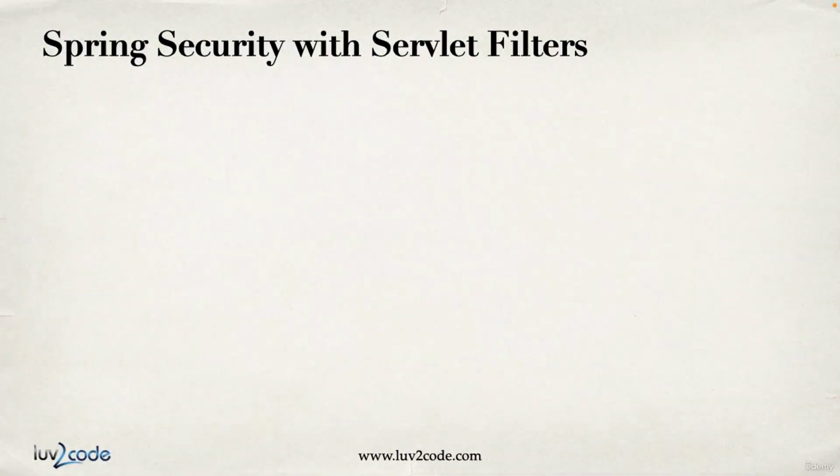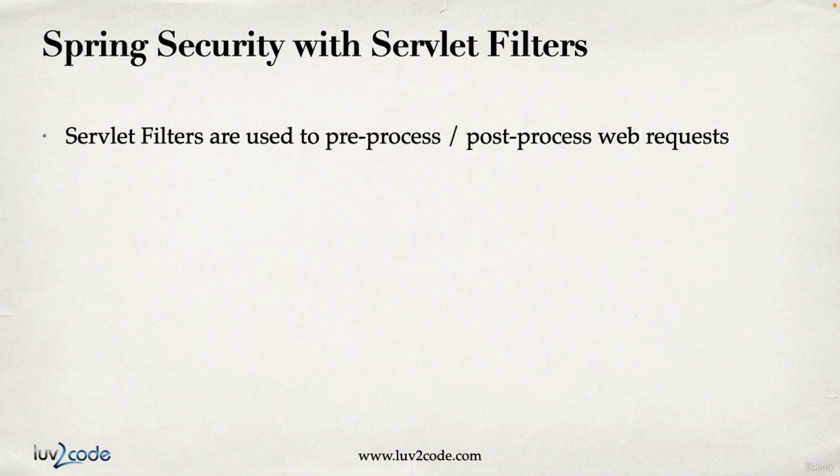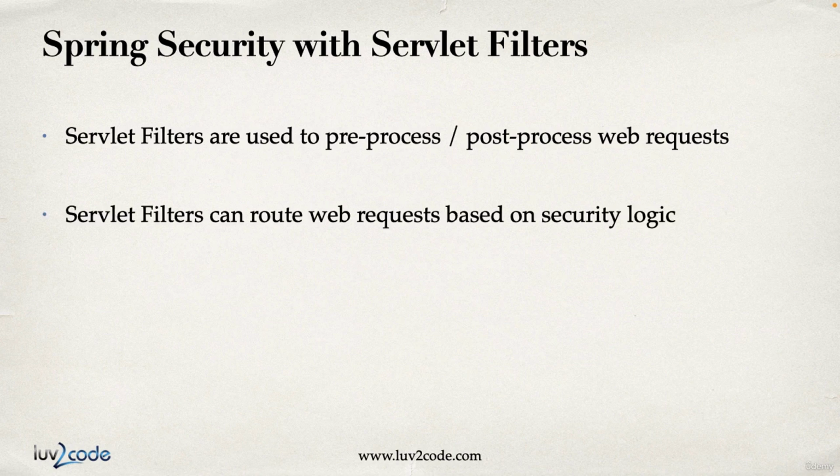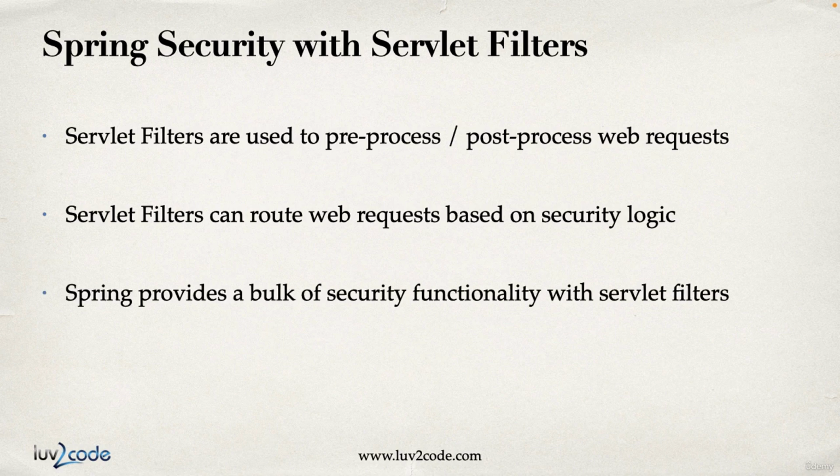Spring Security uses servlet filters. Basically, servlet filters are used to pre-process and post-process the web request. These filters can route the web request based on security logic, and Spring provides a bulk of the security functionality with servlet filters.